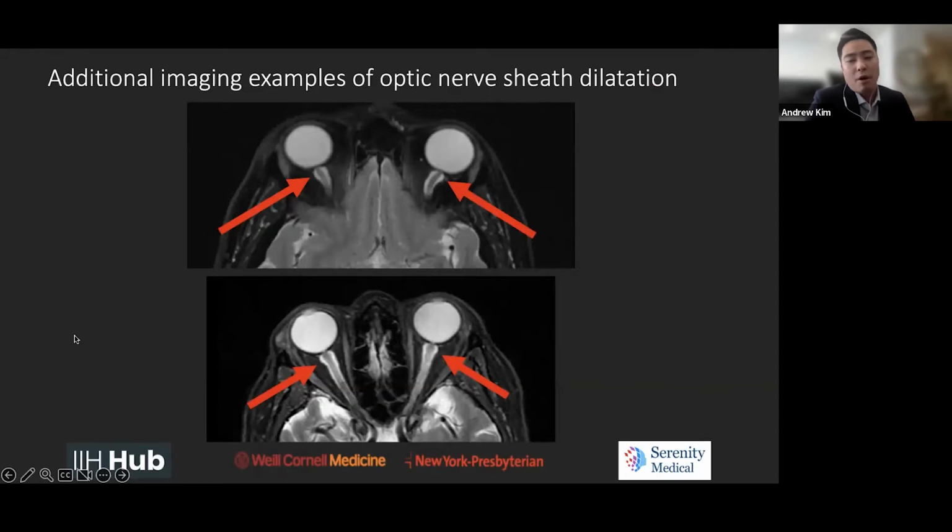And here's just other imaging examples of optic nerve sheath dilatations in other patients with proven IIH. You can see that there are varying looks to it.